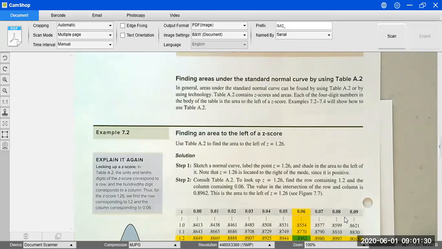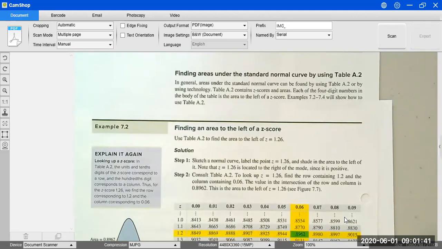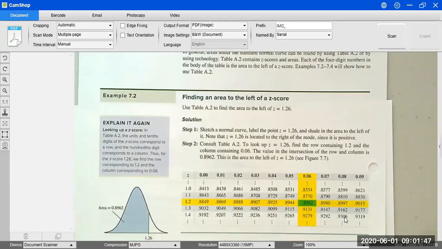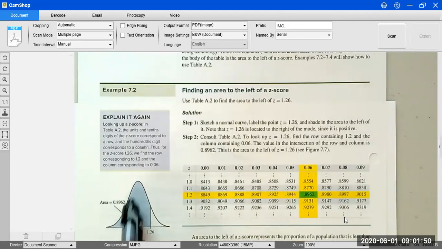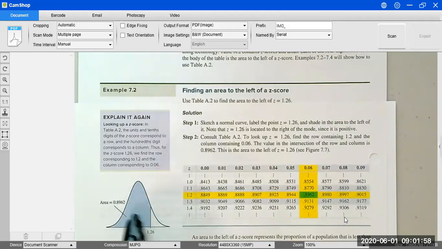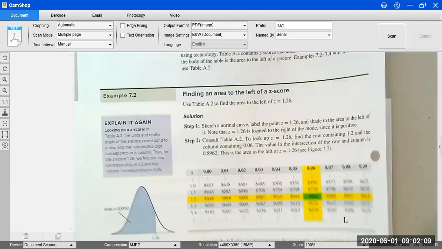You want to find the area that is going to be to the left of a z-score. So we're going to use the standard normal distribution. In this case, they are showing you how to use a table from the appendix of the book to find the area. You are given a z-value of 1.26, and they want to know what is the area to the left of this z-score. If you just want to use tables, just follow this example. Otherwise, we're going to use just R.